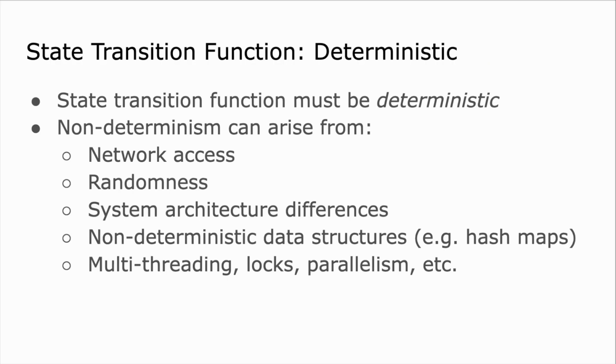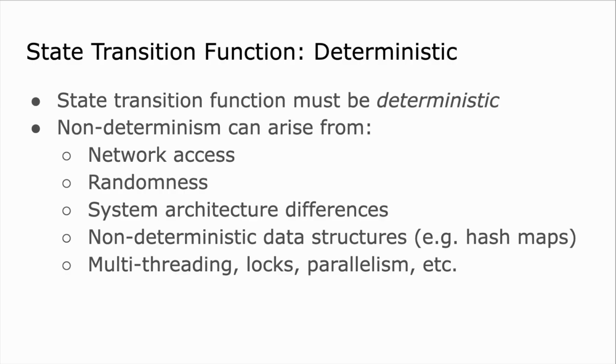So we can't have non-determinism in that state transition function. So how do we get non-determinism? That can happen from network communication. Obviously it can happen from any values that get randomly generated. There may also be system architecture differences. So for example, if serialization depended on the endianness of the architecture or something like that, or floating point operations, those could introduce non-determinism. There may also be non-deterministic data structures accidentally used, introducing non-determinism.